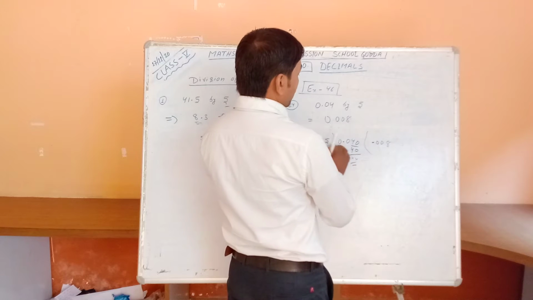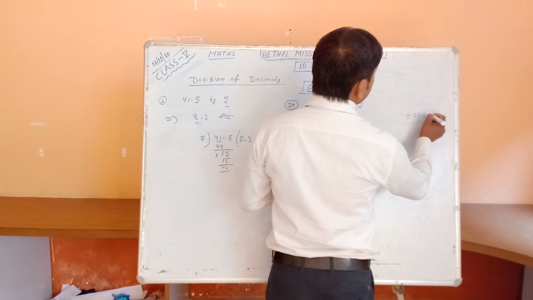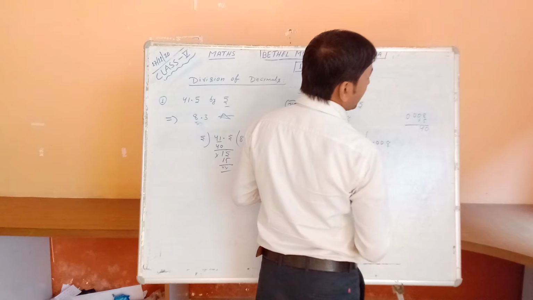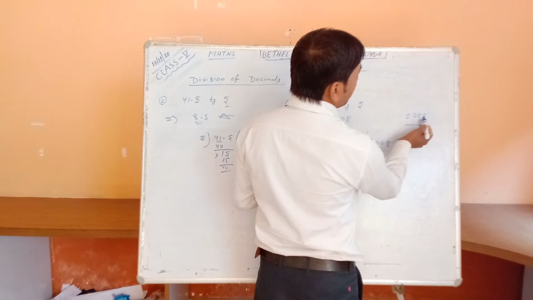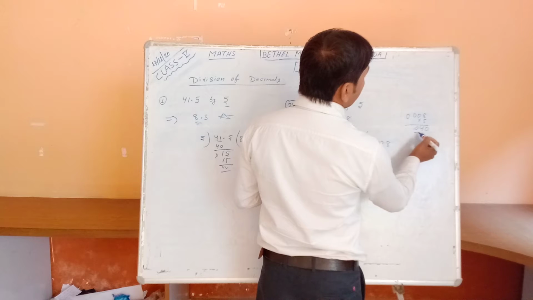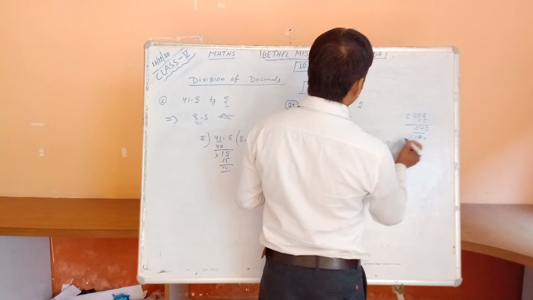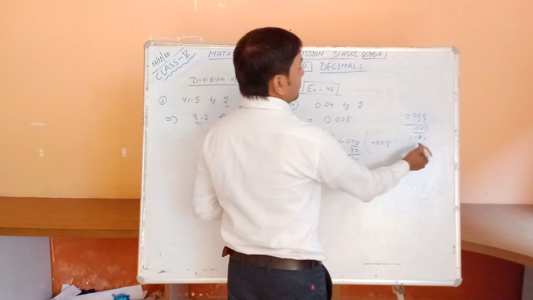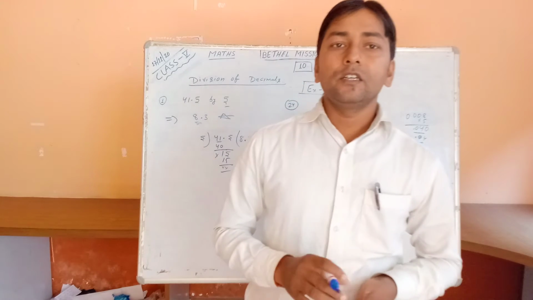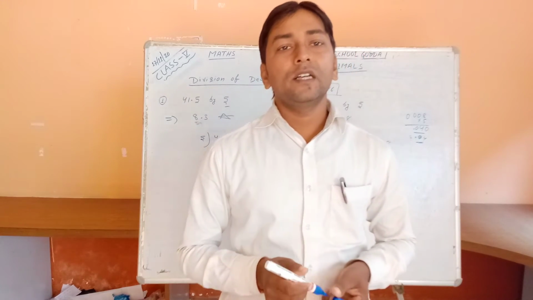So if you multiply the quotient and the divisor, 0.008 into 5, 5 8s are 40. Okay, and where do you put the decimal? 1, 2, 3, after 3 places. So this is 0.04. Your answer is correct. This way you can solve the rest of the questions. Now I do the next exercise.